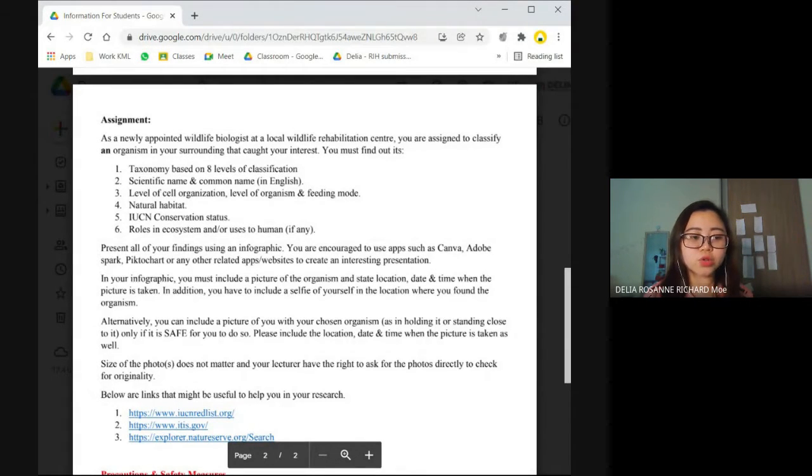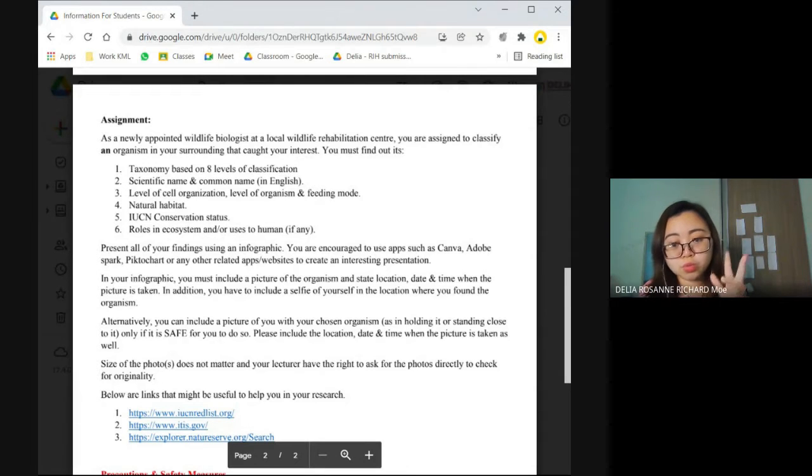Alternatively, you can include a picture of you with your chosen organism, as in holding it or standing close to it, only if it is safe for you to do so. Please include the location, date, and time when the picture is taken as well. So, kalau benda itu macam tidak boleh diangkat. Contohnya, kamu sedang tengok pokok durian. You of course cannot carry the pokok durian. Or if you're looking at a poisonous frog, you cannot hold the poisonous frog.